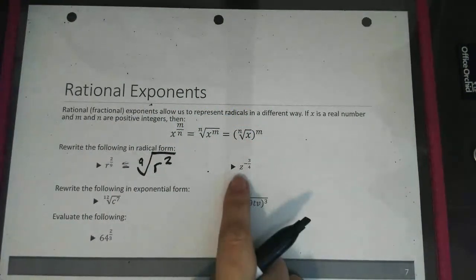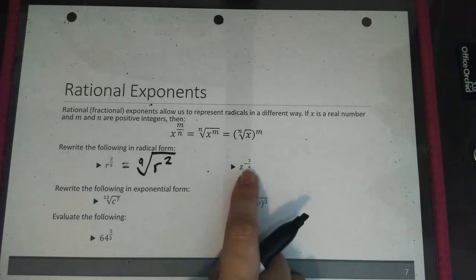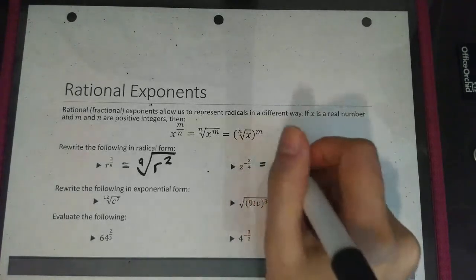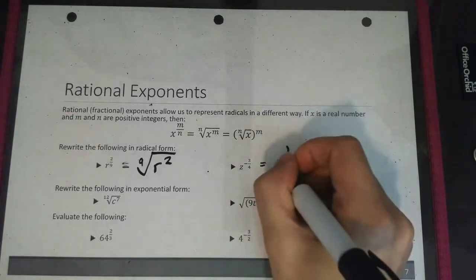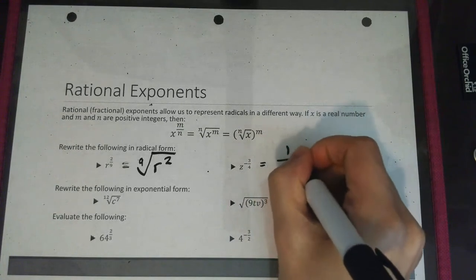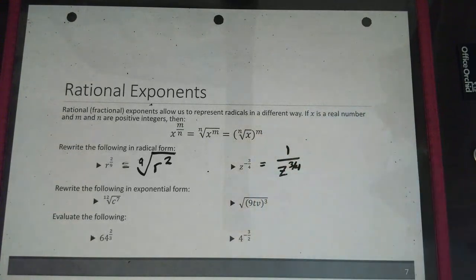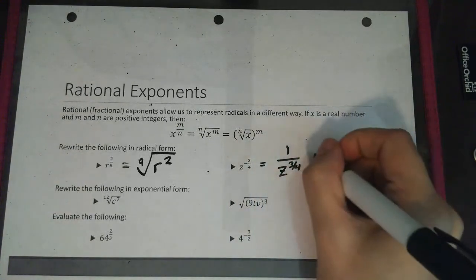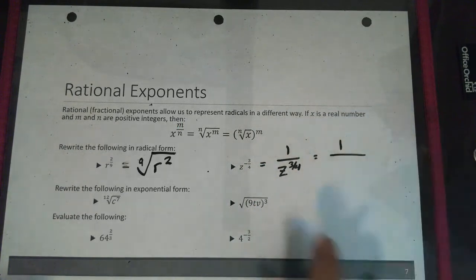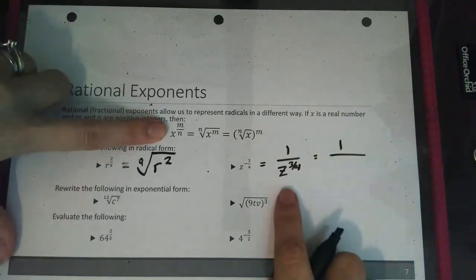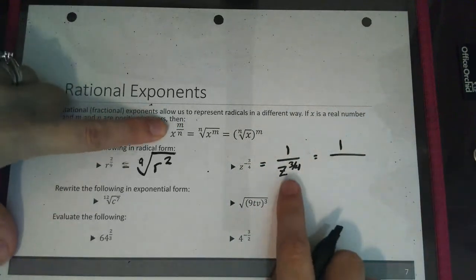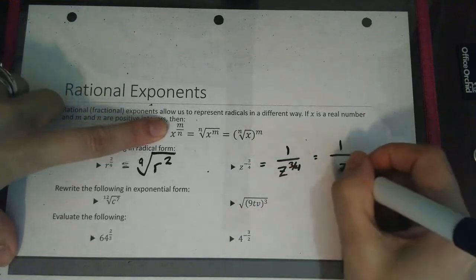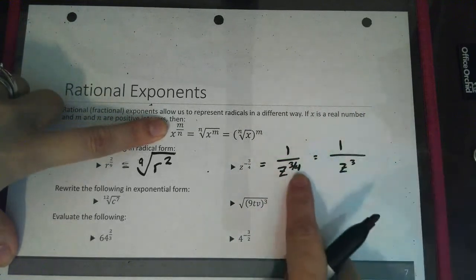Next up, I'm looking at z to the -3/4 power. I'm going to think of this negative power as I did in the last slide. If I move it to the denominator, then it turns positive. So I have 1 over z to the 3/4 power, which will be 1 over, now I can think of it like I did the very last one. My z is going to stay raised to the 3rd power, but I'm going to take the 4th root of it.